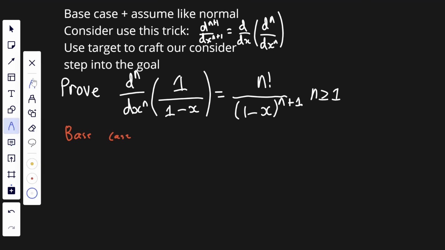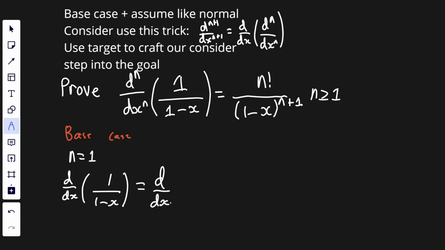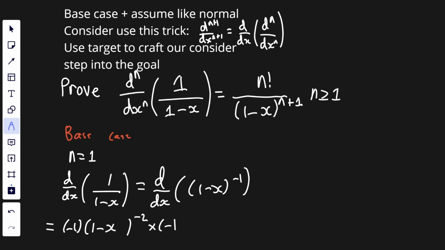So base case, that's going to be the first derivative. So for n equals 1, we're doing the first derivative of this function. Now this is a chain rule derivative, but you could also do it by the quotient rule. I prefer the chain rule. So this is (1 minus x) to the minus 1. So we do the derivative of the outside, which is minus (1 minus x) to the minus 2. We put the inside back in, and we multiply by the derivative of the inside. This becomes (1 minus x) to the minus 2.